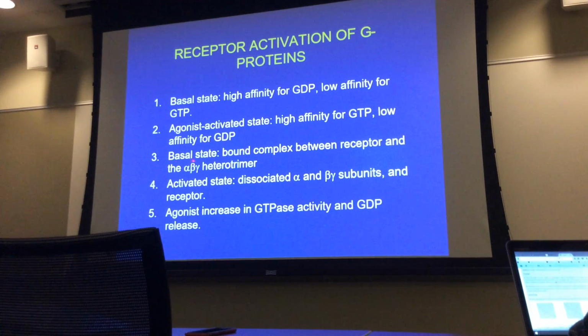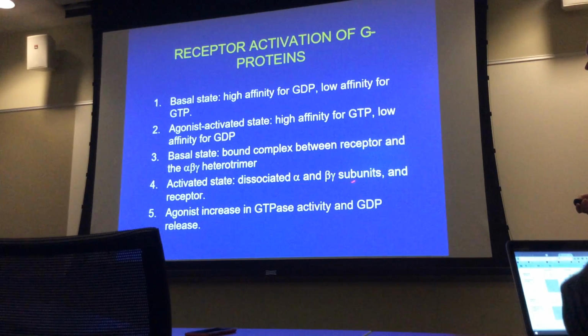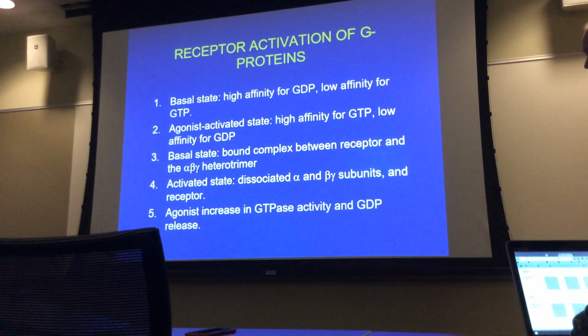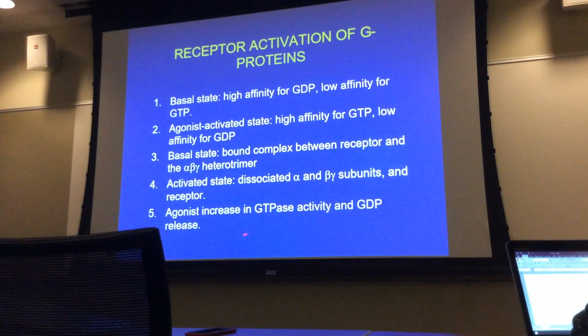At the receptor level, in the basal state, in the inactive state, there's a bound complex between the receptor and the G protein, and the G protein in this state is a heterotrimer where the alpha, beta, and gamma subunits all fit together. And when the receptor is activated, all of these things fall apart. The alpha subunit and the beta gamma subunits fall apart, and the receptor falls apart from the G alpha. And because of this activation, you see an increase in GTPase activity and GDP release.